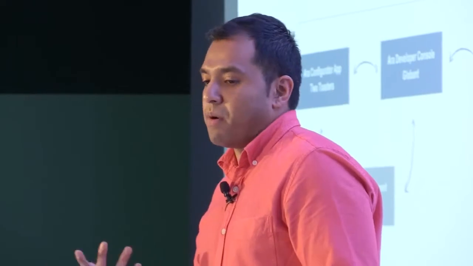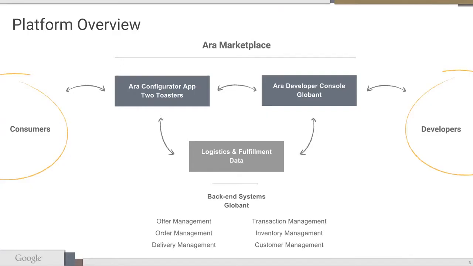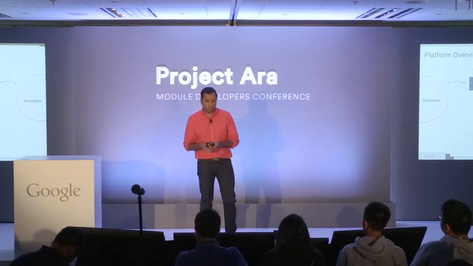All of the Ara Marketplace systems and infrastructure that we've been building in conjunction with our two partners, Globant and Two Toasters, are really designed to foster interactions between developers and customers. I know this may seem obvious, but here at ATAP, we firmly believe that the success of our platform is predicated on nurturing this feedback loop between the two groups. And so in order to create value for both sides, our development efforts around these interfaces are primarily focused on making them both powerful and intuitive.